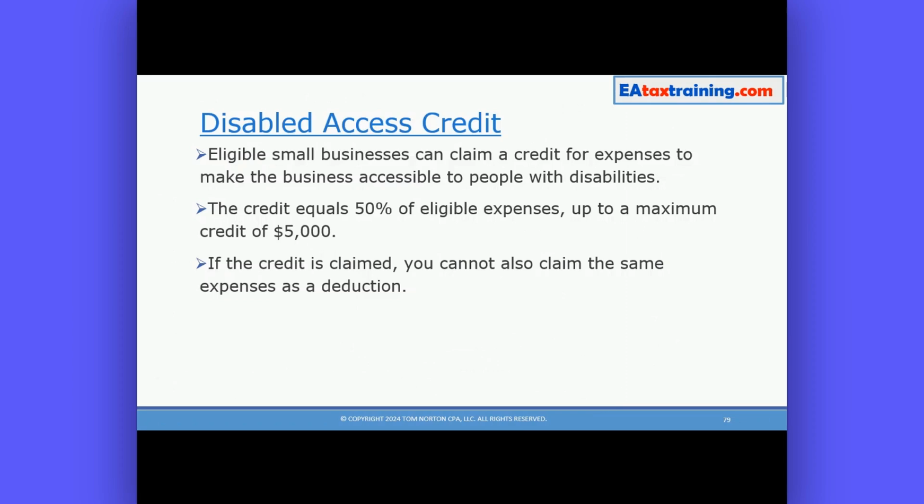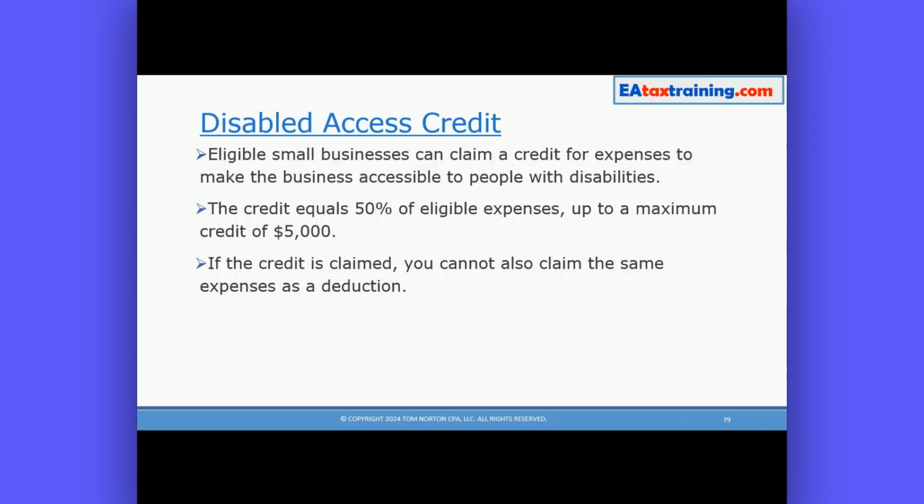They can claim a credit for expenses to make the business accessible to people with disabilities. The credit equals 50% of eligible expenses up to a maximum of $5,000. If the credit is claimed, you cannot also claim the same expenses as a deduction. And you're going to see that's a common theme, and that's just going to apply anywhere. If you've got expenses that you are claiming a credit for, you cannot also deduct those expenses.